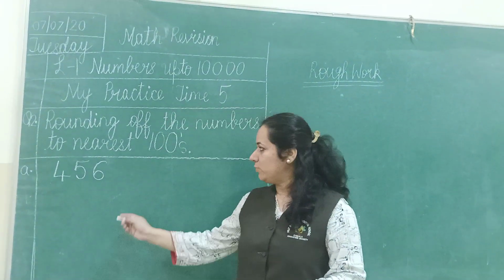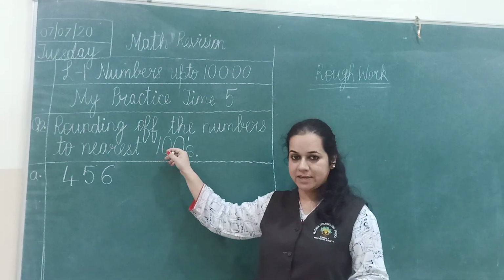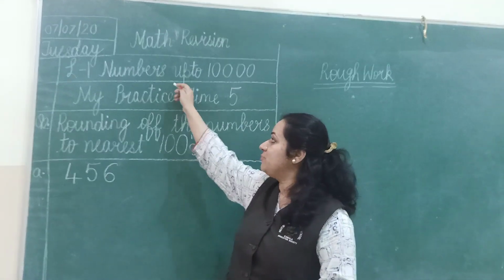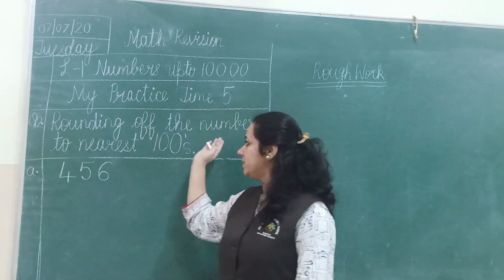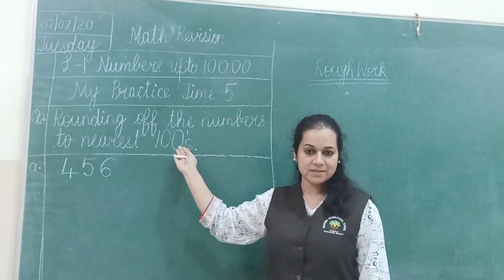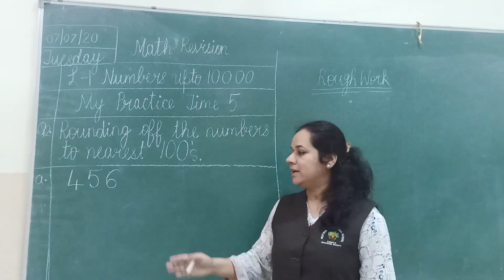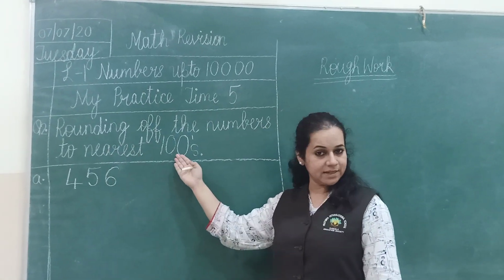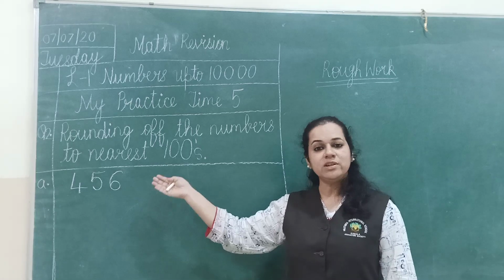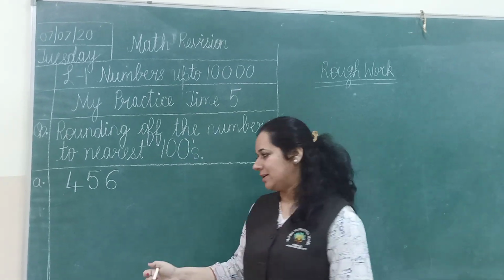Students, now we will round off the numbers to nearest hundreds. This is lesson 1, my practice time 5, question 2, rounding of the numbers to nearest hundreds. First we saw rounding of the numbers to nearest tens. Now we will see rounding of the numbers to nearest hundreds. For this also we follow the same steps but in a different way.